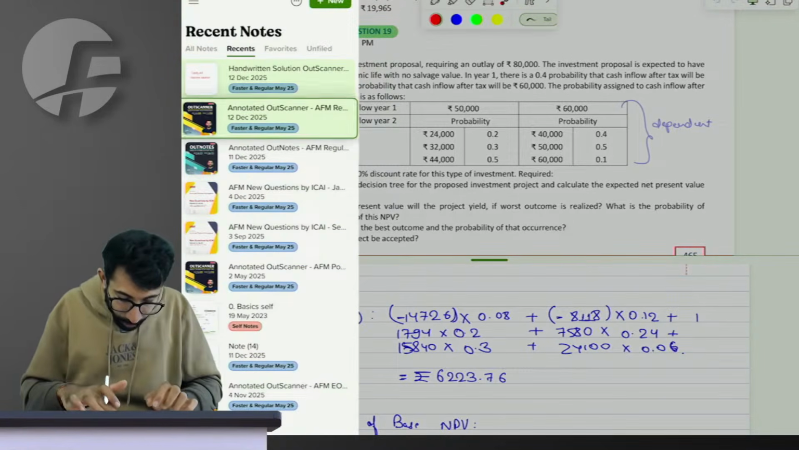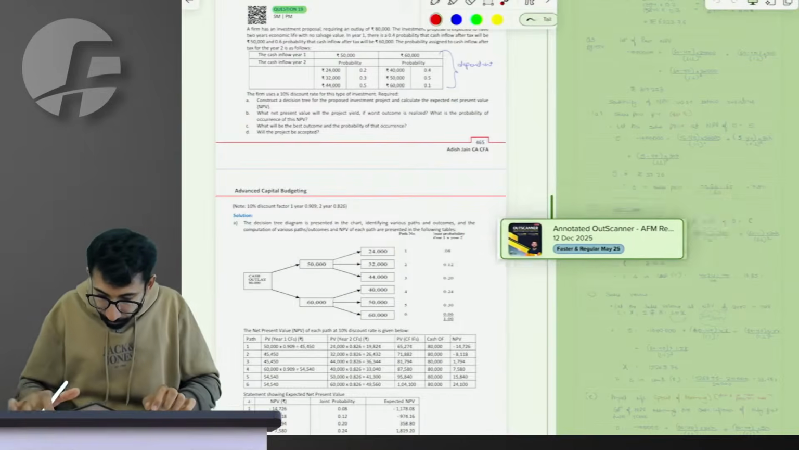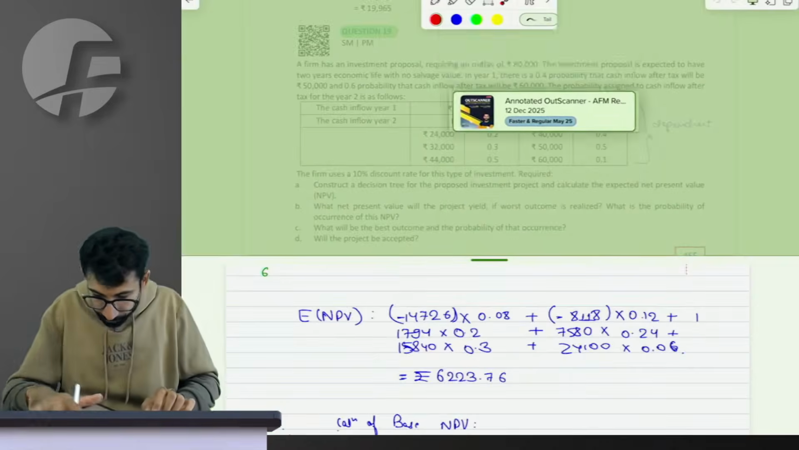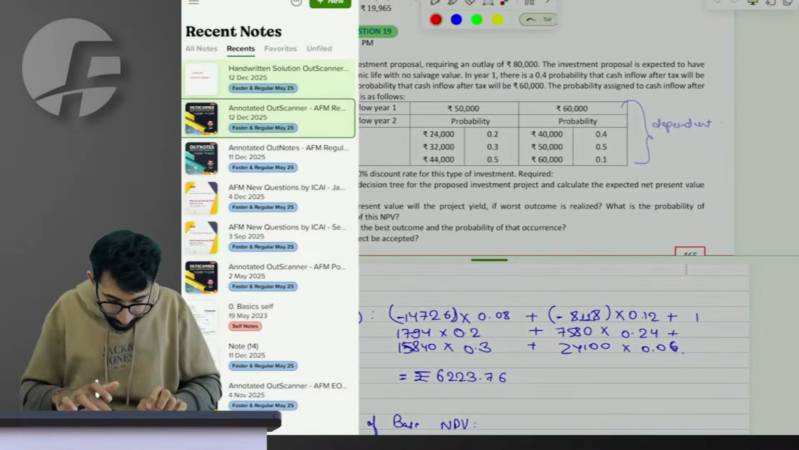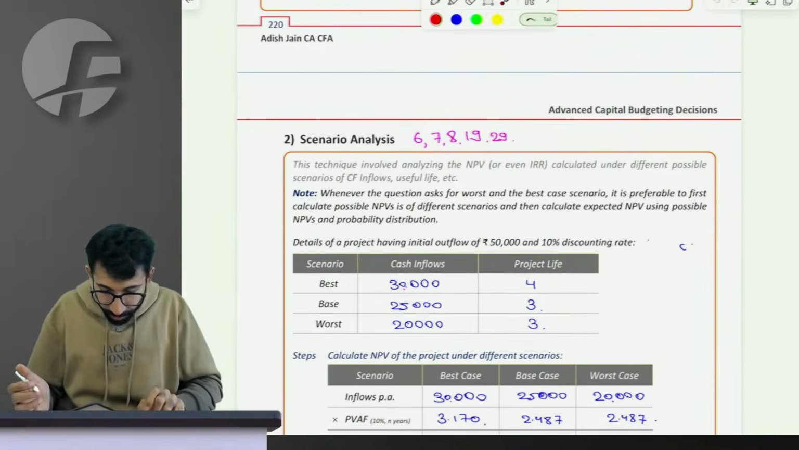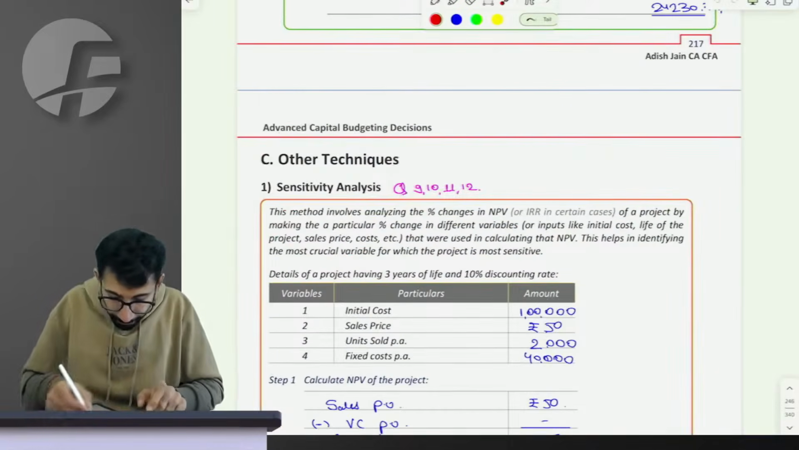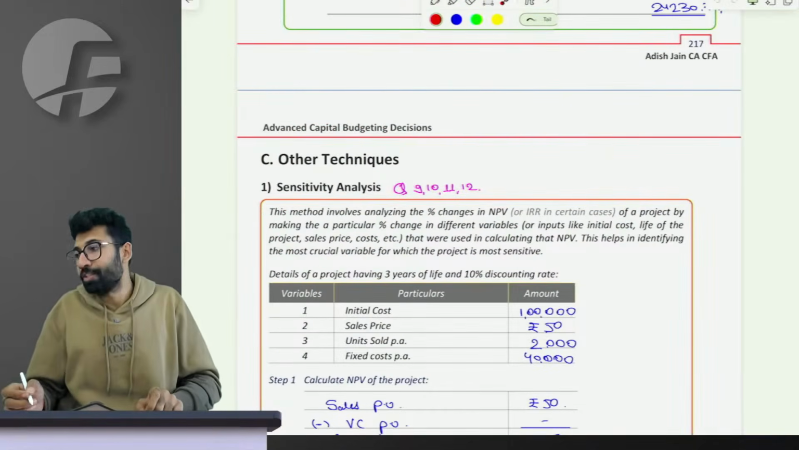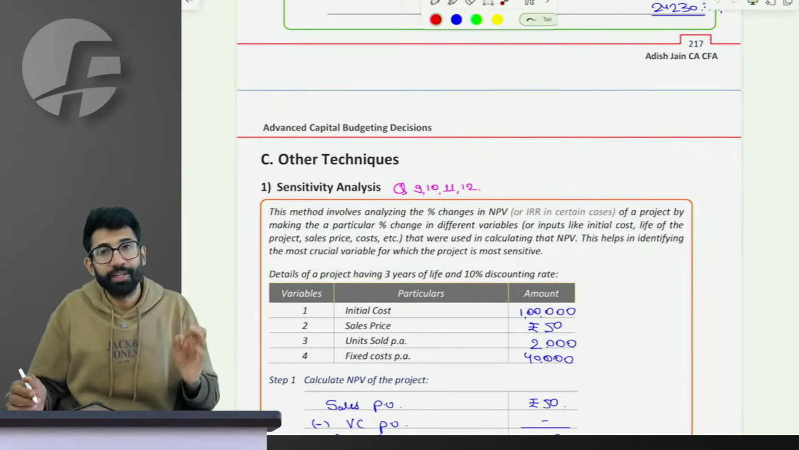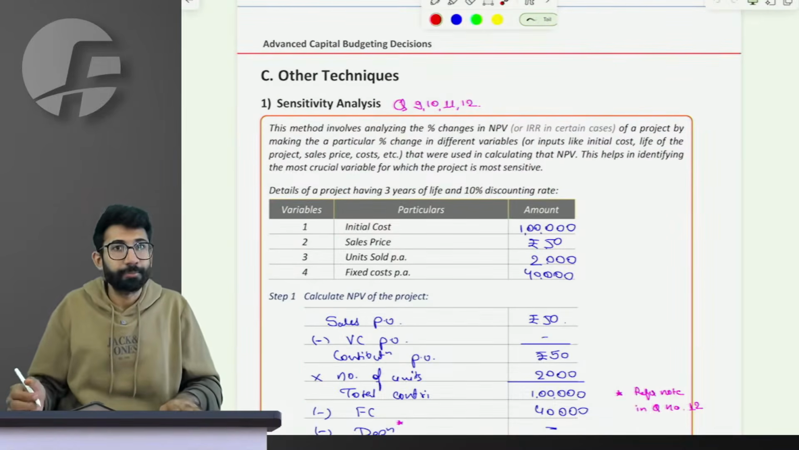Now I'm taking you all to the next concept, which is learning sensitivity analysis. A really brilliant and interesting thing to learn, sensitivity analysis. People in the class, please pay attention.